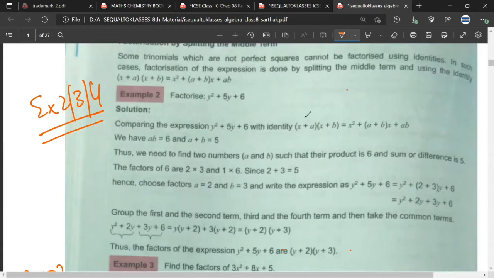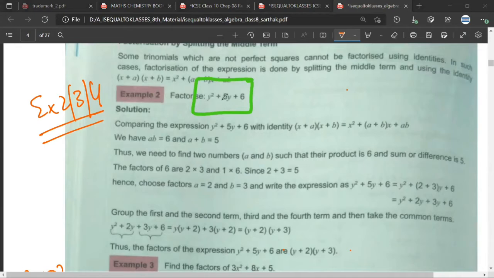Yes. Okay. Now, whenever they give you an expression like this, you always compare this with ax square plus bx plus c. So, can you tell me what is a, what is b, and what is c?